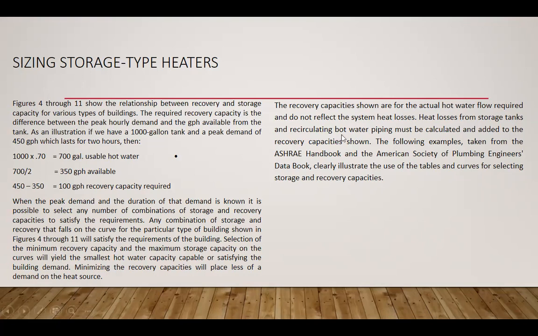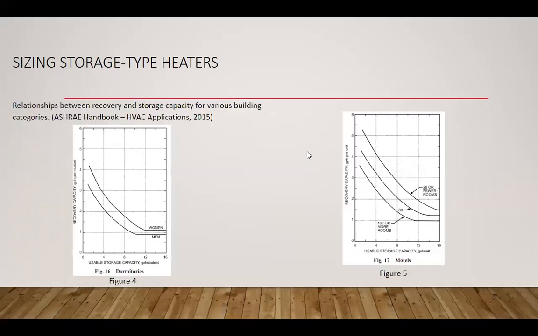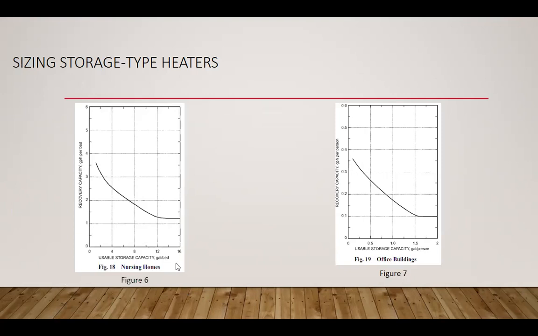Okay, may chart dito. Okay, so ito na yung figure 4 is for dormitories. Figure 16 ito sa ASHRAE 2015 edition. Women, men, so this is the recovery rate in gallons per hour per student. Ito naman, usable storage capacity, gallons per student. So storage type. Ito naman, figure 5 is a motel, 100 or more rooms, 60 rooms, 20 or fewer rooms. So in between, pwede kang mamili. Okay, andito naman yung gallons per hour.